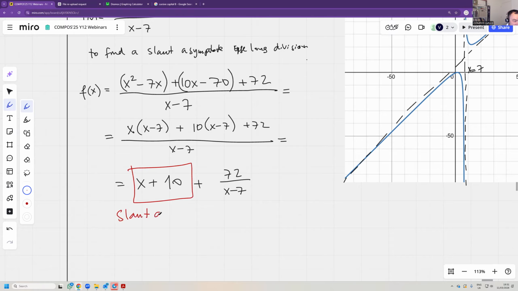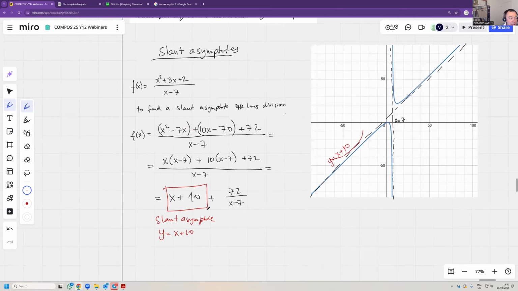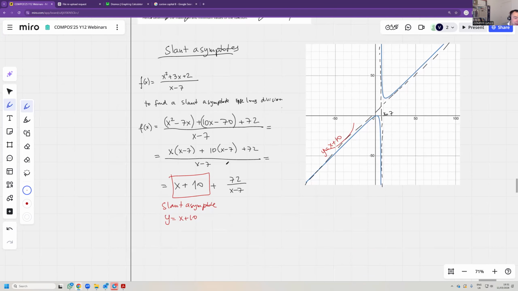Slant asymptote: y equals x plus 10. So the equation of that line is y equals x plus 10. How do I know that? Well, just look at it.